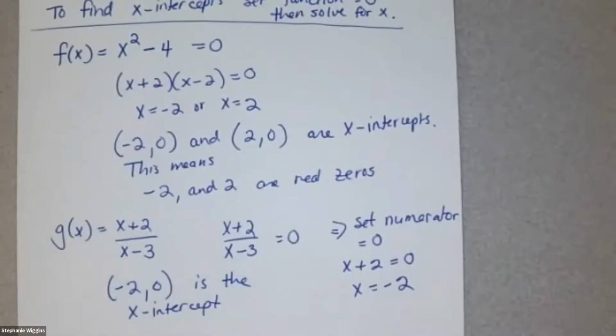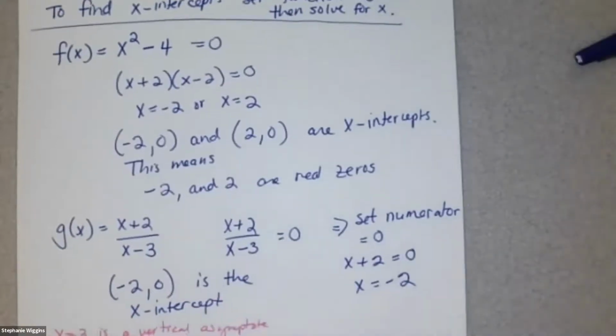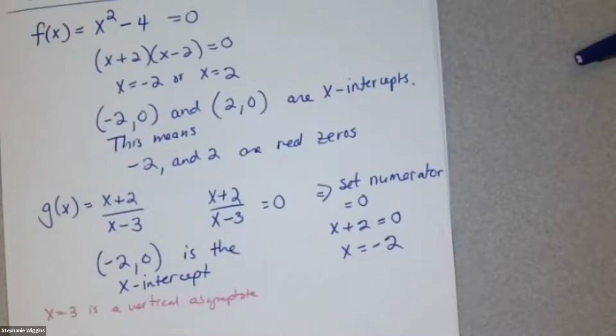All right. Now, to find the y-intercept, I'm going to change colors here. 3 wouldn't be an x-intercept. Correct. X equals 3 is a vertical asymptote. Can't have 0 in the denominator, right? So you're going to have a vertical asymptote.